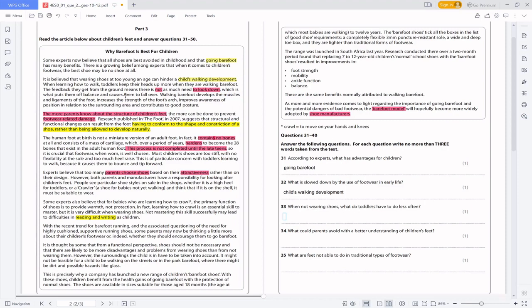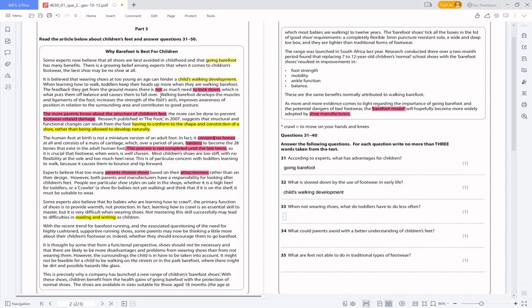We can move on to the second passage and we see that the word toddlers is here. Once you identify the keyword that you are looking for, for example, toddlers, you need to read through the sentences beside it in order to get your answer. So when learning how to walk, toddlers keep their heads up more than when they are walking barefoot. The feedback they get from the ground means that there is not as much need to look down, which is what puts them off balance and causes them to fall over.